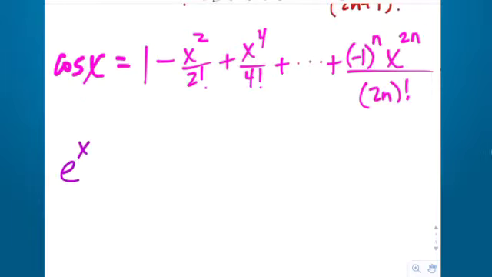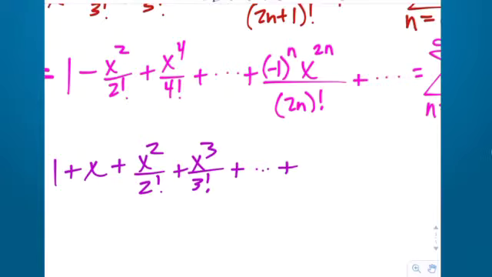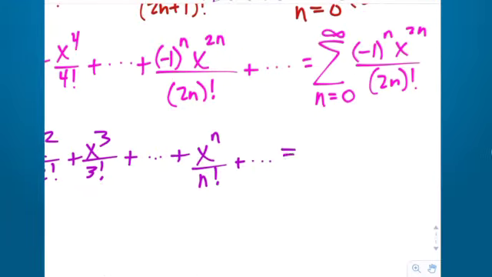E to the x is going to be, e for easy, hopefully still, right? 1 plus x plus x squared over 2 factorial, and then plus x cubed over 3 factorial plus dot, dot, dot. And now it looks like they don't alternate, so we don't need an alternator. It's just going to be x to the n over n factorial, plus dot, dot, dot. And when we start with n equals 0 again, we get x to the 0 over 0 factorial, which is 1. So if you were to write it in sigma notation, you would need to say where you start, n equals 0 to infinity, x to the n over n factorial.